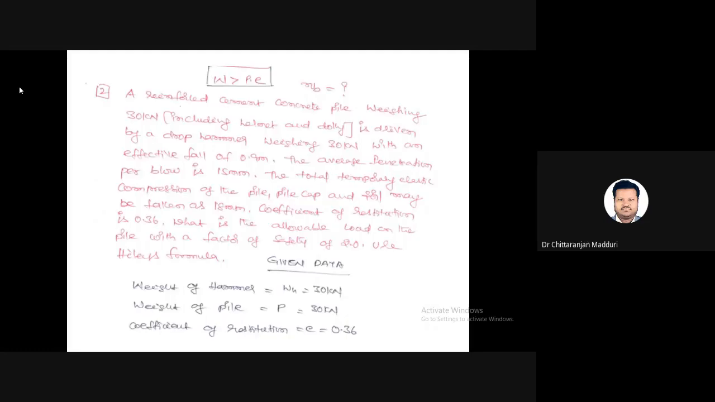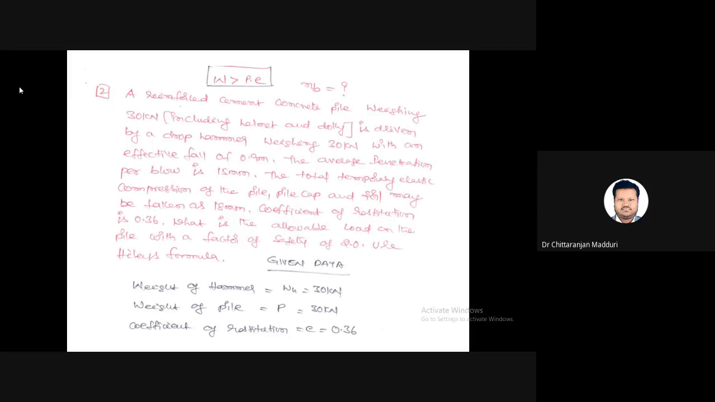So here, second problem, the efficiency of hammer blow is not given in the problem, so now we need to check the condition. A reinforced cement concrete pile weighing 30 kilonewtons, including helmet and dolly. Sometimes the helmet weight and the dolly weight will be separately given. In such a case, we need to add the two things. So here directly given a reinforced cement concrete pile weighing 30 kilonewtons. This pile weight is including helmet and dolly.